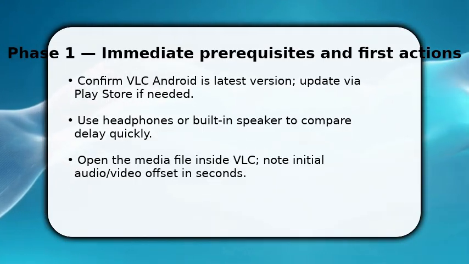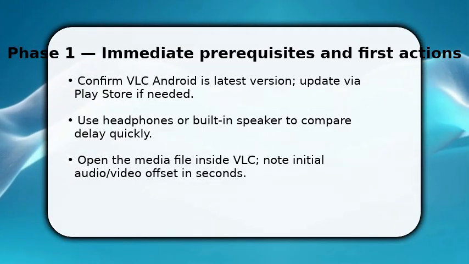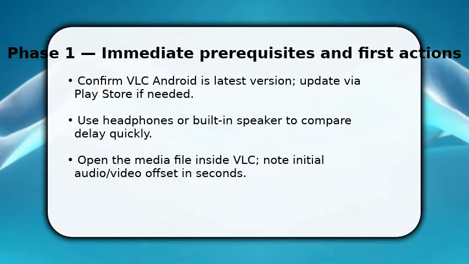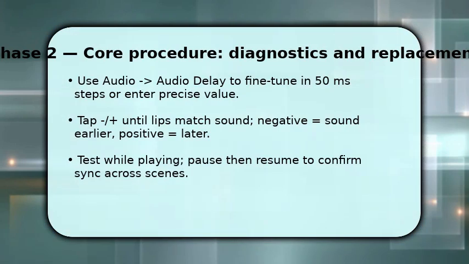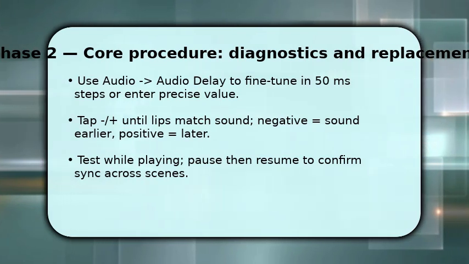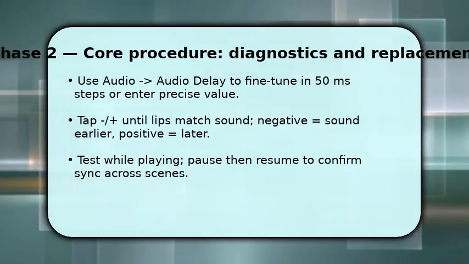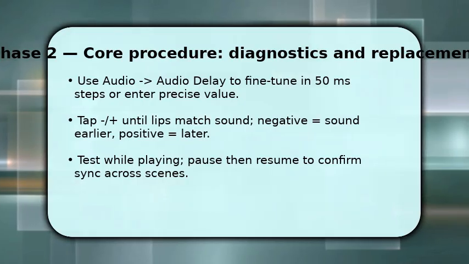Make sure to note whether sound lags behind or ahead. That direction determines the sign of the correction you will apply. Now you adjust the audio delay. Open Audio, then Audio Delay. VLC lets you change in milliseconds.